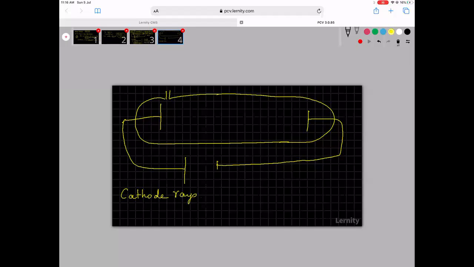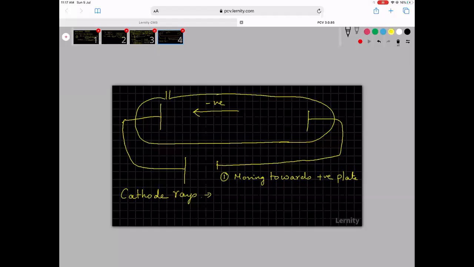Now, these cathode rays basically were moving towards the positive charge. They were moving towards the positive plate. Now, because they are moving towards the positive plate, what did we do? We said they must be negatively charged. Does anybody have any doubts on this? Because they are moving towards the positive terminal, they must be negatively charged.